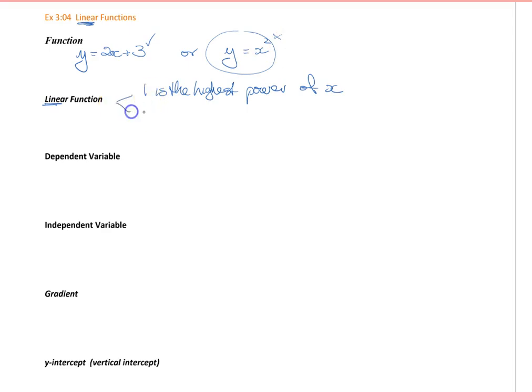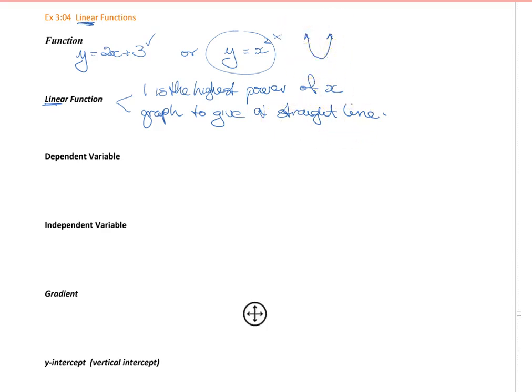Our linear functions can also be identified in a graph because they graph to give a straight line. Now, this example that I've ticked here would graph to give a straight line. However, and some of you will remember, this graphs to give a U shape, which we call a parabola. Clearly not a straight line, it's a curve function.